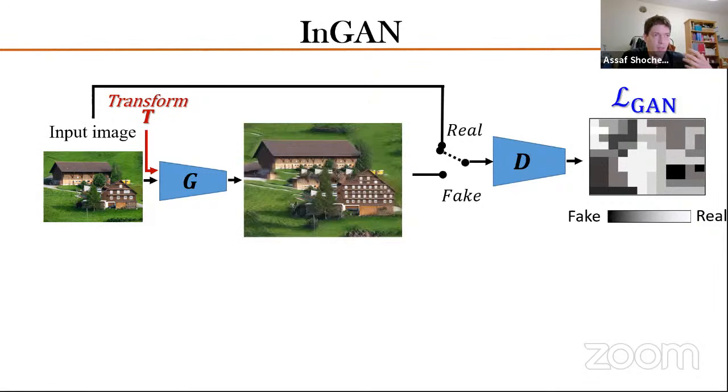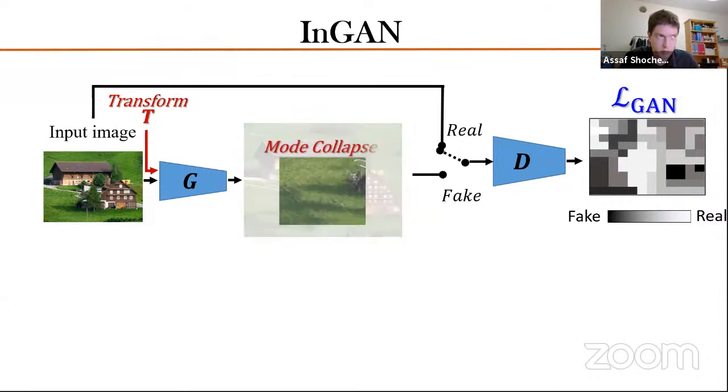Now, apparently, internal mode collapse is a thing. For example, if we generated just this image containing only grass, the discriminator would be just fine with it. It wouldn't have any problem, because all the patches in this image actually belong to the original input image. So the discriminator doesn't care. It would say, yeah, go on, this is good.